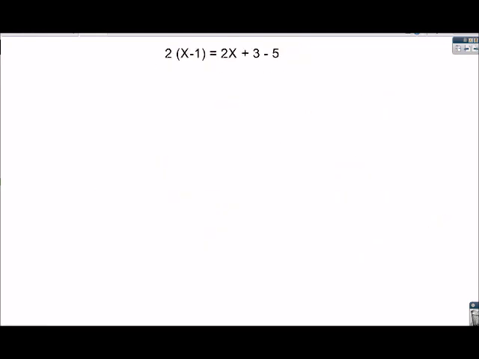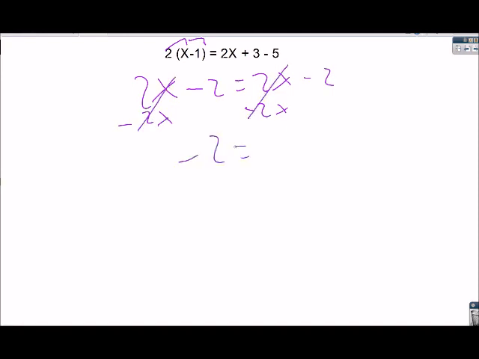Distribute. Now I have 2x minus 2 is equal to 2x. And I'm going to add these together, get minus 2. Subtract 2x from both sides. I get negative 2 is equal to negative 2, and the x's disappeared.